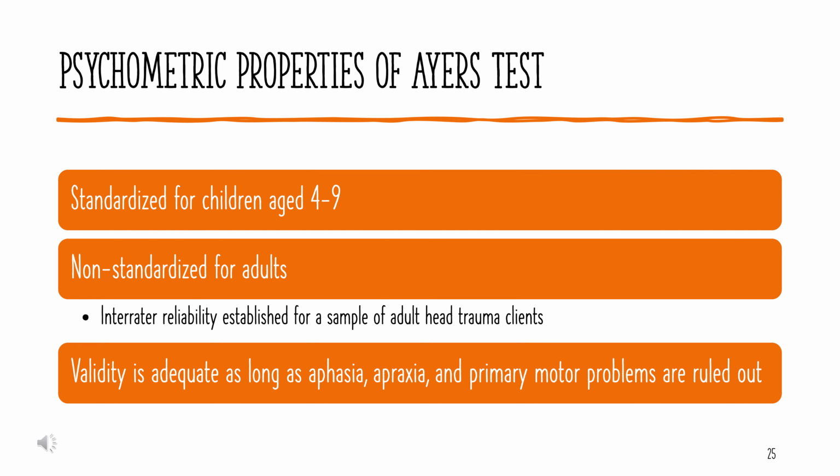This test does have some psychometric properties. It has been standardized for children aged 4 to 9. As of now, it is still not standardized for adults. However, inter-rater reliability was established for a sample of adult head trauma clients, so someone that may have a TBI, the diagnosis that I mentioned earlier. The validity for this test is adequate as long as aphasia, apraxia, and other primary motor problems are ruled out.